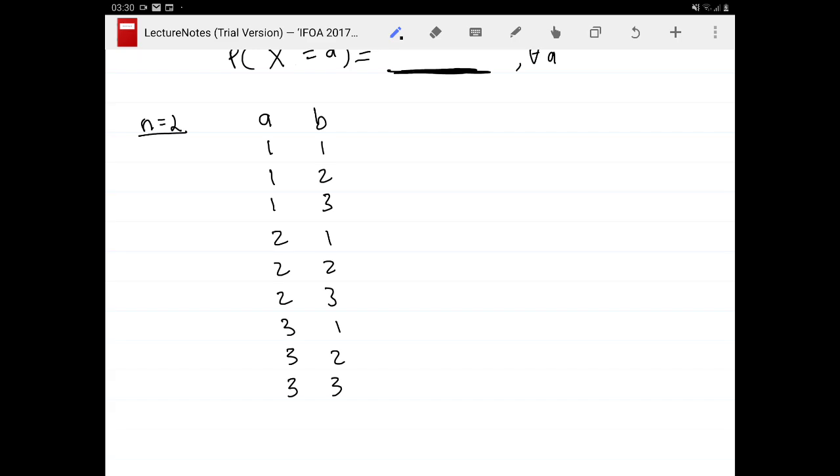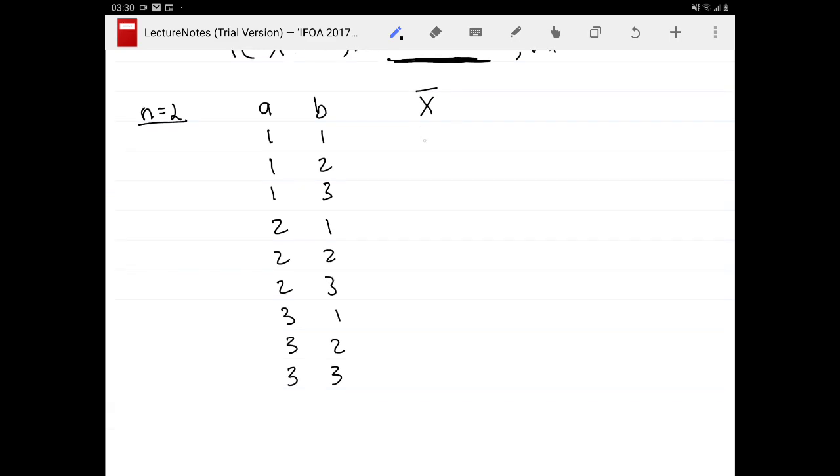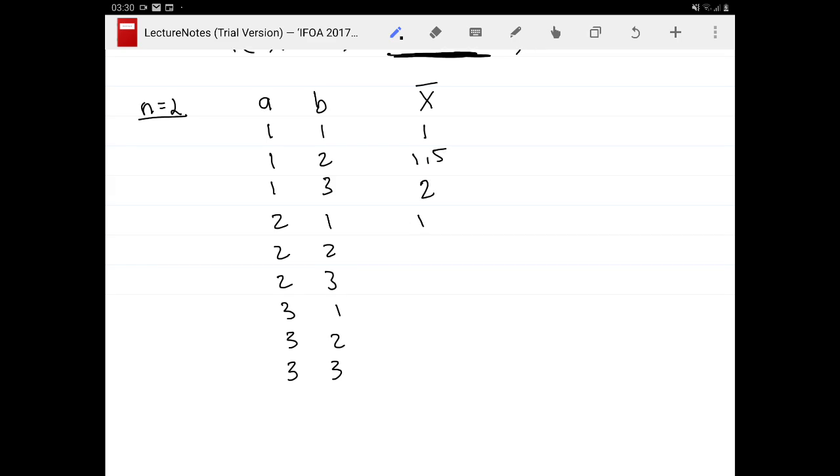So now we might want to figure out, okay, what's our x bar? What's our sample mean? Well, when we've got 1 and 1, it's just 1. When we've got 1 and 2, it's 1.5. 1 and 3 is 2. 2 and 1 is 1.5. 2 and 2 is 2. 2 and 3 is 2.5. 3 and 1 is 2. And then 3 and 2 is 2.5. And 3 and 3 is 3. Obviously, to get this, we're just adding both of these up and dividing by 2, because that's what our sample mean is defined as. And now we're just saying, okay, what's the probability of this happening?